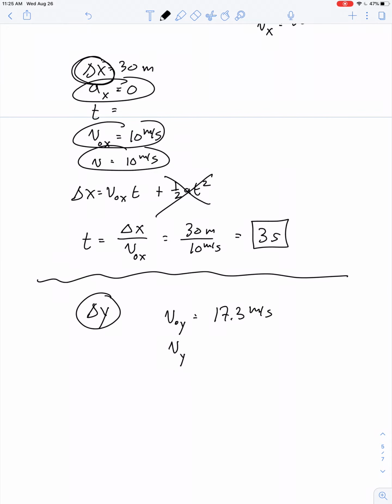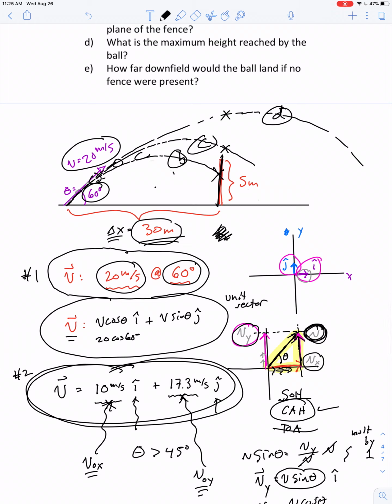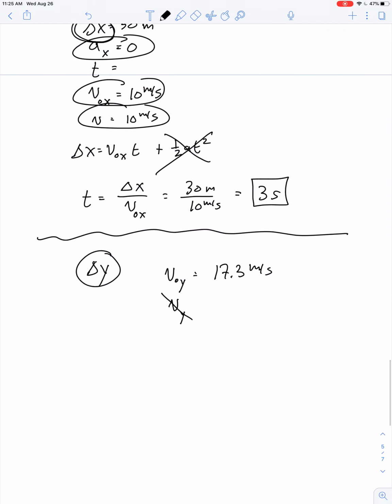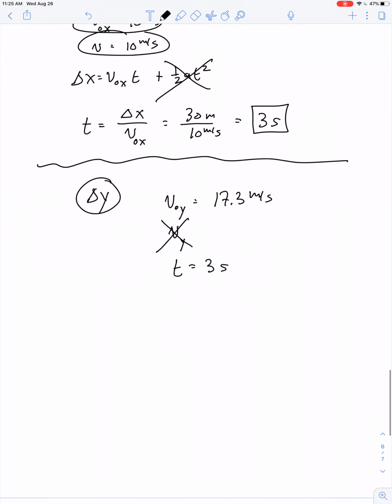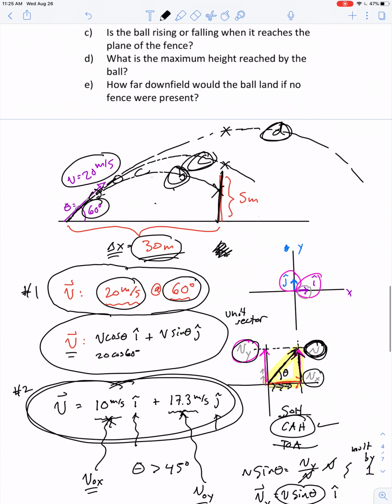Final vertical speed, we don't know. I have no idea how fast it's moving along the y-axis when it reaches the plane of the fence. Whether it's this case, or this case, that's an unknown. So I bet we're going to try to use an equation that doesn't involve final velocity, okay? The time is 3 seconds. The acceleration is, hey, I skipped a very important step here. I've left out my frame of reference.